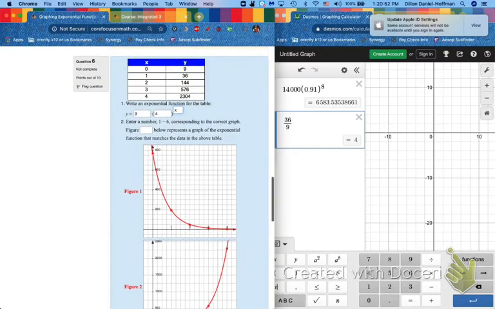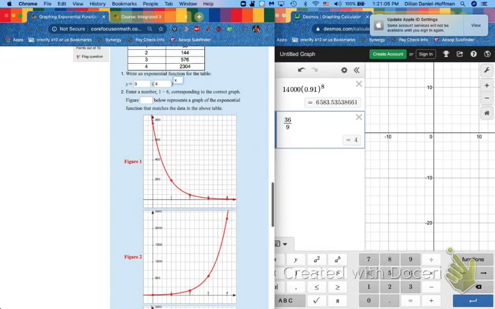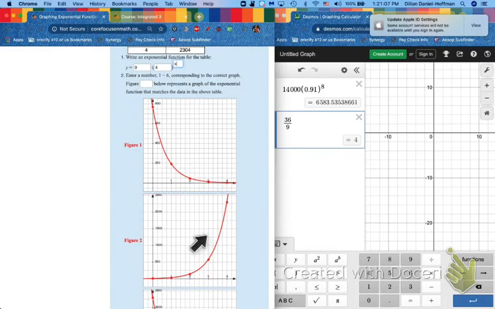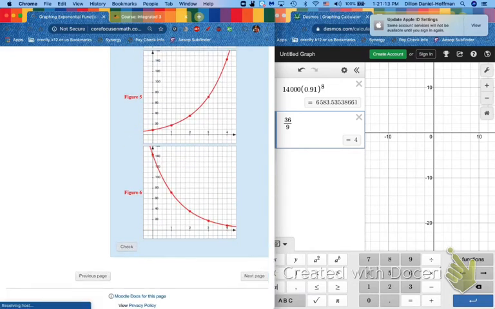So check it out. Anytime I have a graph, I'm going to look for my largest number. My largest number here is 2304 next to 4. So 2304, it could be this because it's above 2000. 3 is supposed to be by 576. That's also close to 500. So figure 2 for me looks spot on.